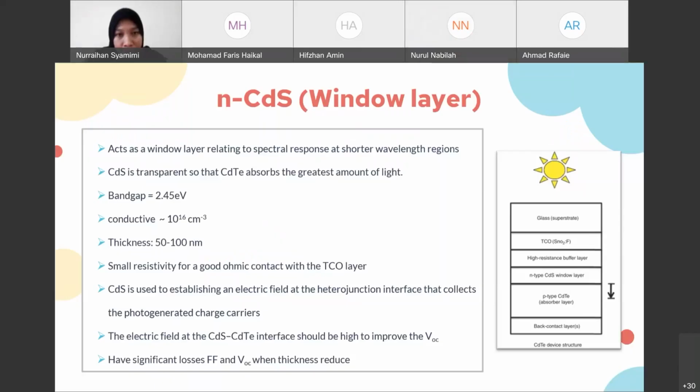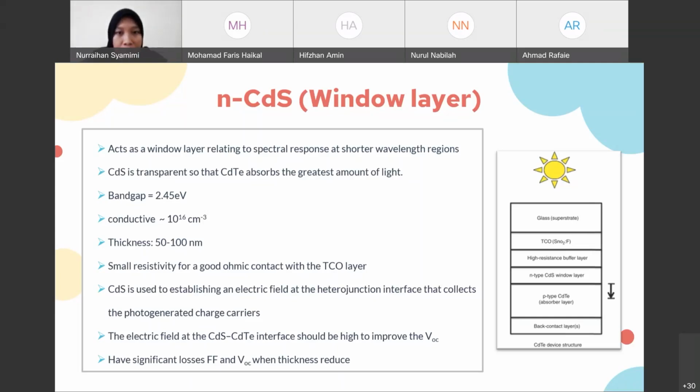Relating to spectral response at a shorter wavelength region. Cadmium sulfide is transparent so that cadmium telluride can absorb the greatest amount of light. It has a bandgap of 2.45 electron-volt, conductivity of about 10^16 per cubic centimeter, and a thin thickness between 50 to 100 nanometers to allow high transmission for high efficiency solar cells.